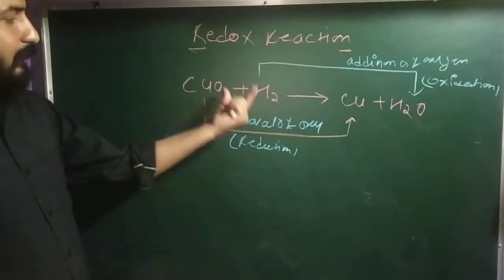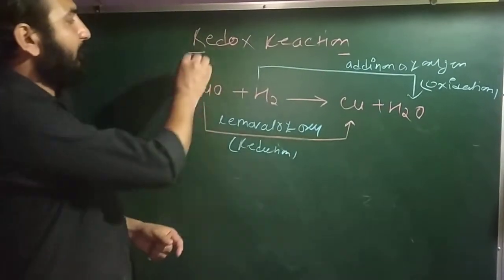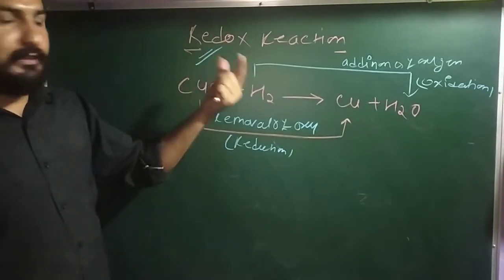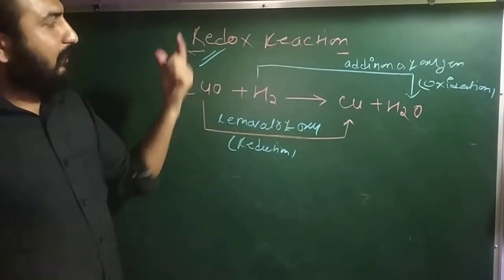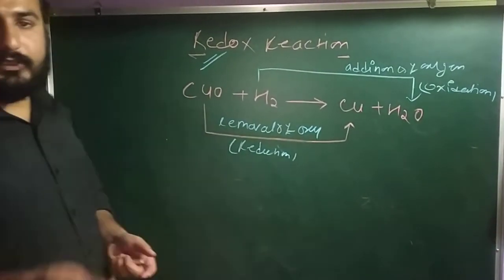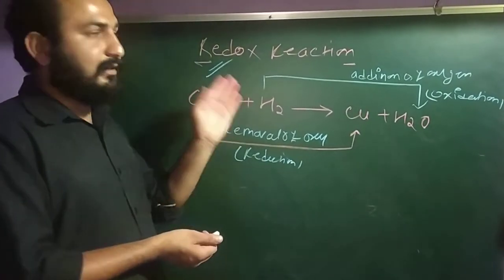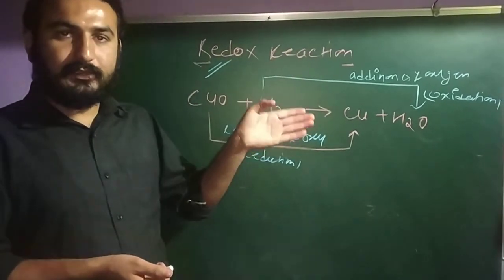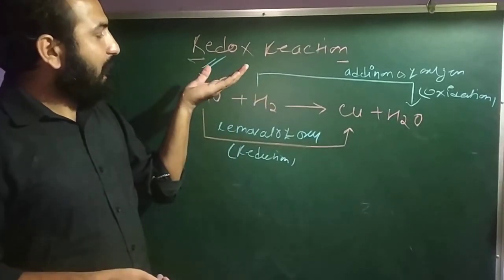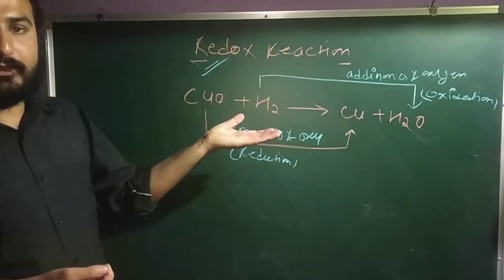Clear? That means in this chemical reaction, reduction as well as oxidation both are taking place. So this is called the redox reaction, in which oxidation and reduction both take place. And this is all about your oxidation reaction, reduction reaction and redox reaction. After that, we'll discuss what the oxidizing agent and the reducing agent are, and the new concept of oxidation and reduction, that means the electronic concept of oxidation and reduction reactions.